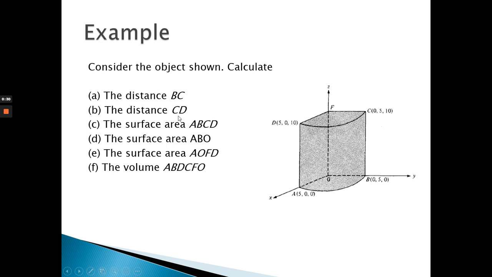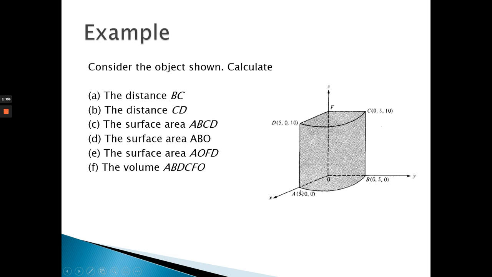distance of BC, the distance of CD. The distance of BC means from B to C. The distance of CD means from C to D. The surface area of ABCD means A, B, C, D. The surface area of ABO means this area only. And the volume. The surface area of AOFD.